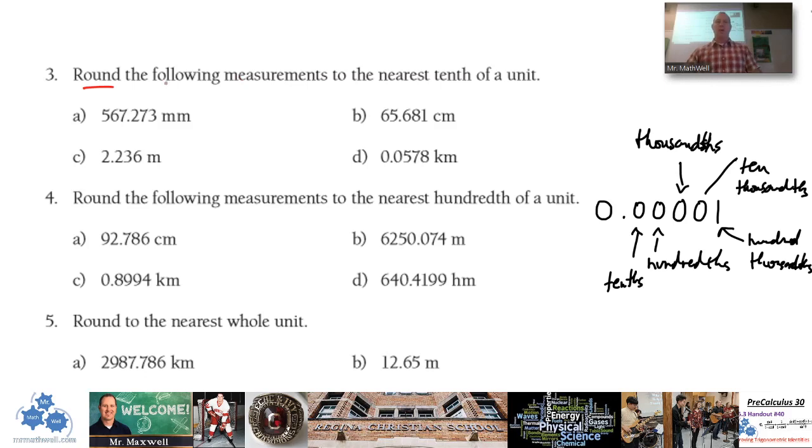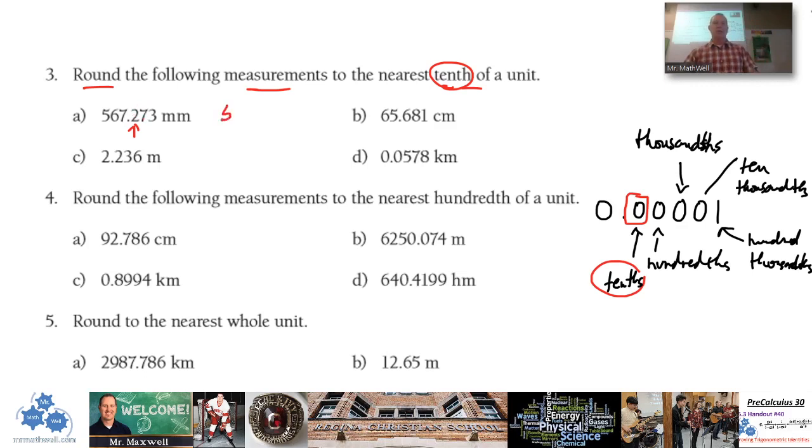So if we're rounding the measurement to the nearest tenth of a unit, the tenths is the first decimal place. That's the tenths. So what you want to do is focus on this number right here, the tenth digit. And then you always look to the right, at the number to the right of it. If it's 5 or greater, you would round the tenth unit up. If it's 4 or less, so under 5, then you keep it the same.